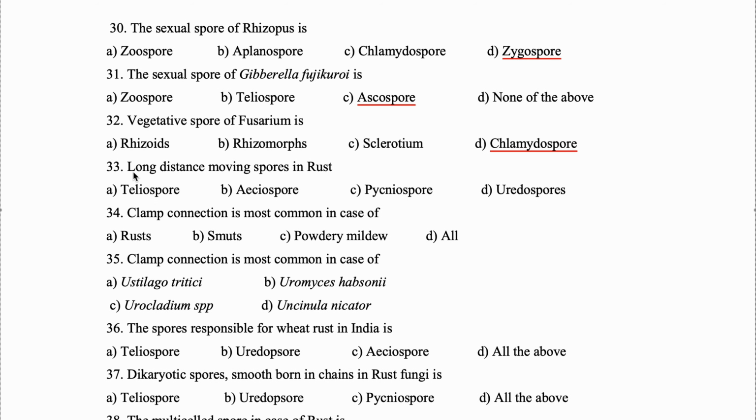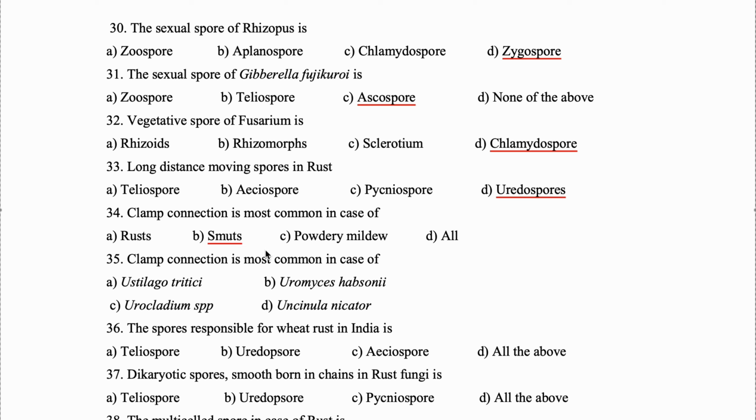Okay. Question 33. Long distance moving spore in rust. That is Urediospore. Urediospore can travel very long distances, even from country to continents. Question 34. Clamp connection is most common in case of smut.